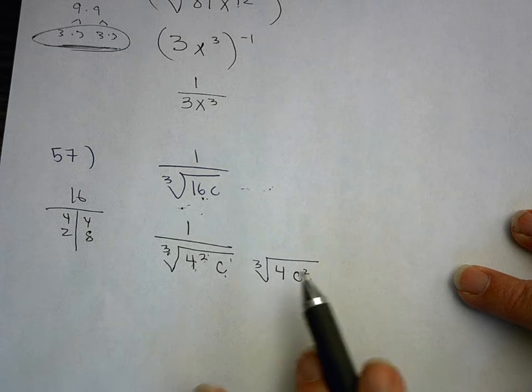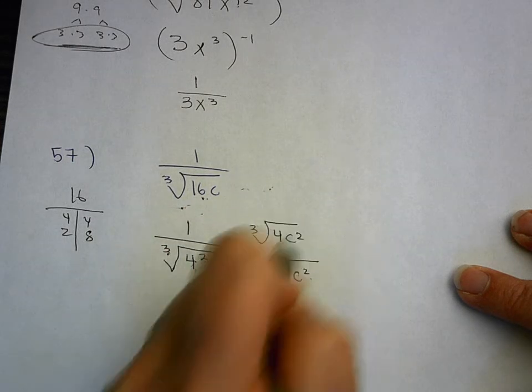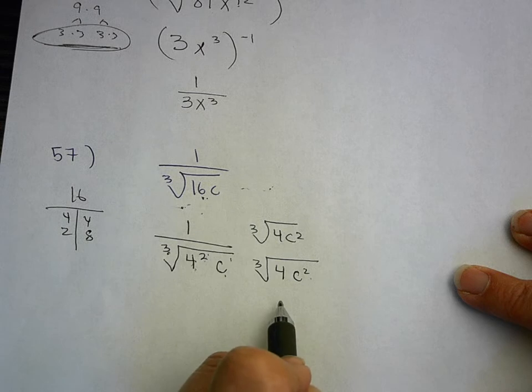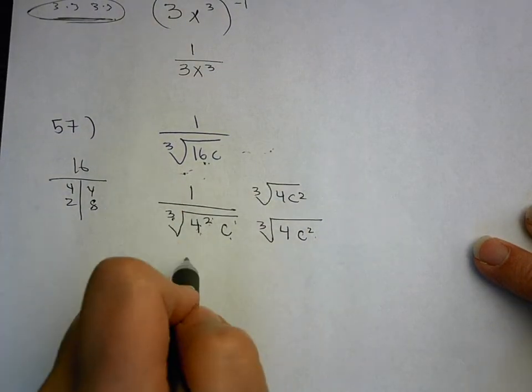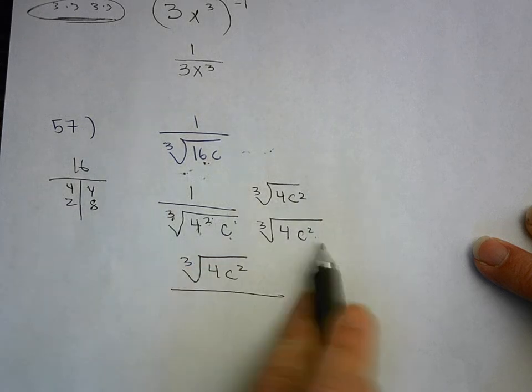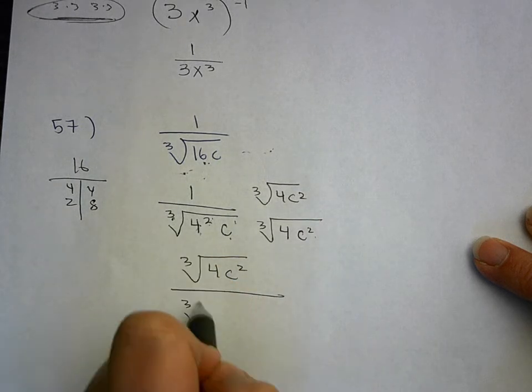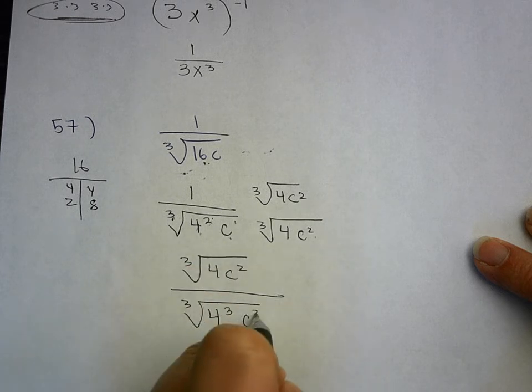And whenever I multiply to the denominator, I have to multiply to the numerator because that is equal to 1, right? And I can always multiply by 1 without changing value. So multiply across the top here. And then when I multiply this grouping together, I would get 4 squared times 4, which is 4 cubed, and c to the first times c squared, which is c cubed.